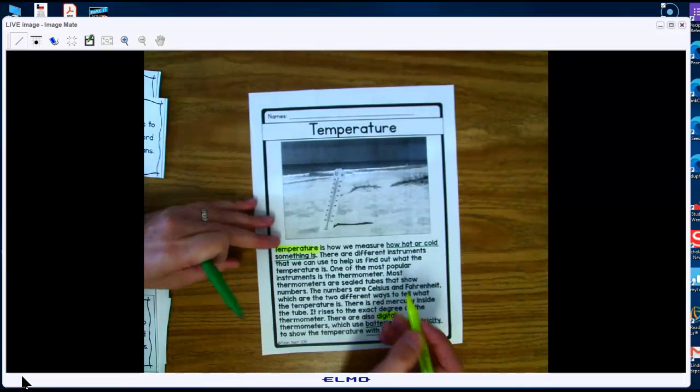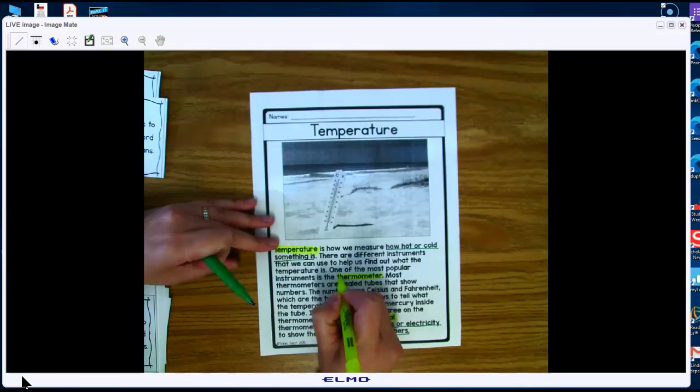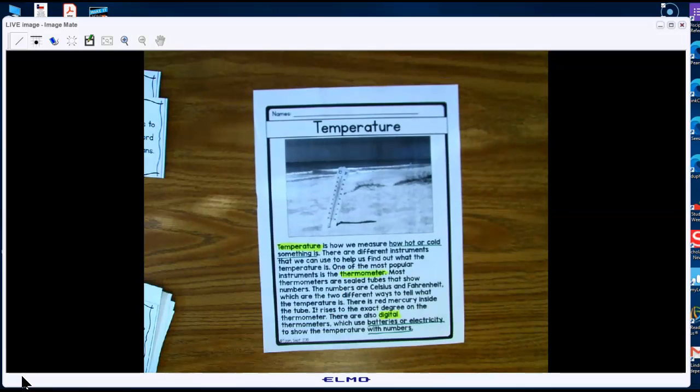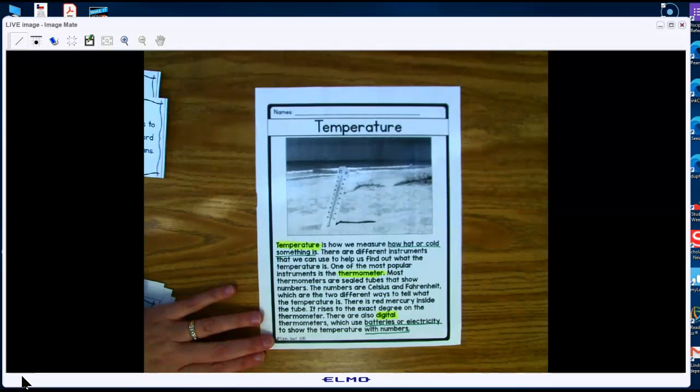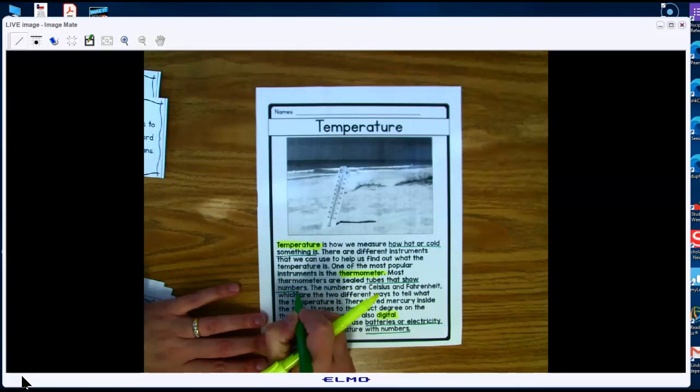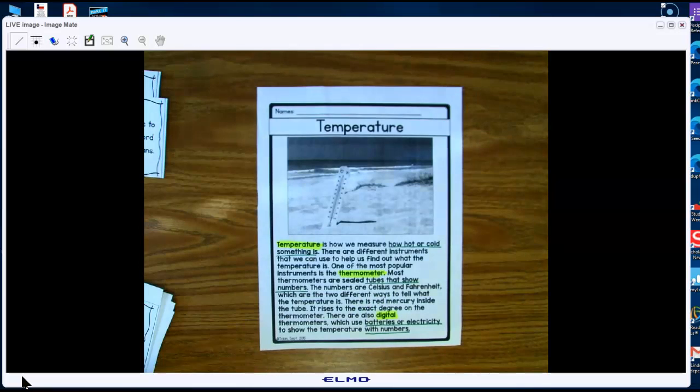What about thermometer? There are different instruments that we can use to help us find out what the temperature is. One of the most popular instruments is the thermometer. Most thermometers are sealed tubes that show numbers. The numbers are Celsius and Fahrenheit, which are two different ways to tell what the temperature is. Heather? Tubes that show numbers, okay. What else? Someone that hasn't said anything. Come on, my friends. There's more of you that can find the answers. Xavier?